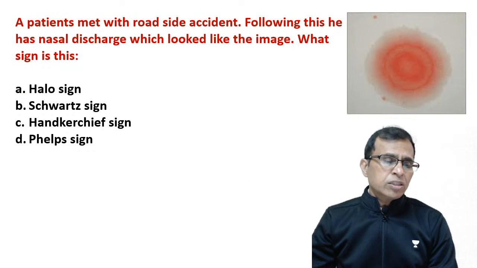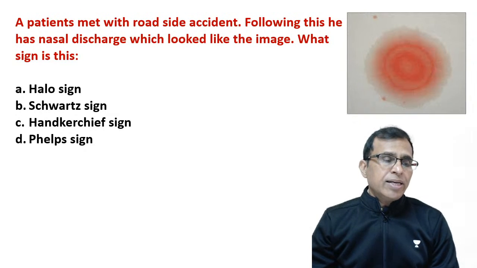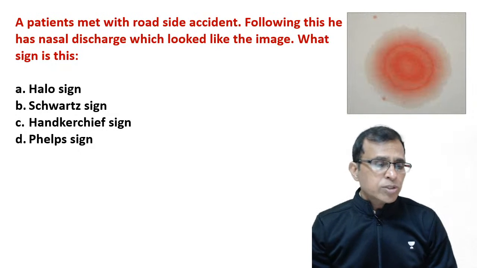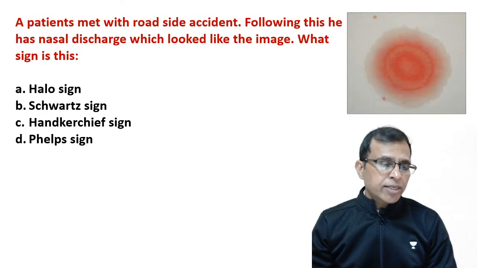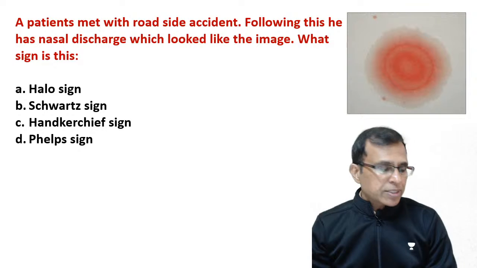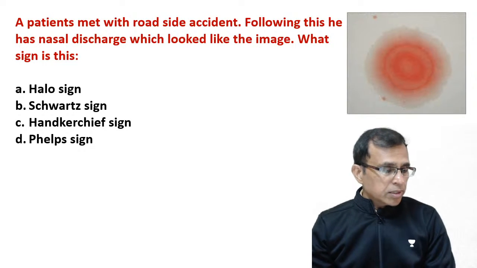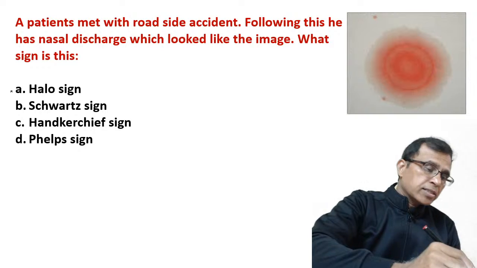A patient met with a roadside accident. Following this, he had nasal discharge which looked like the image. Which sign is this? Halo sign, sword sign, handkerchief sign, Phelps sign. So I'm getting a lot of people saying halo sign, A, which is indeed a correct answer.